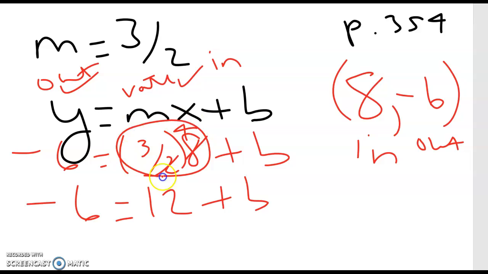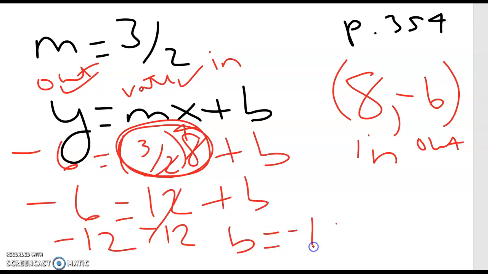Again, you can do this on a calculator if you're not super comfortable with fractions. Adding, to get rid of adding, I would subtract. And notice I get b equals negative 18, which is what I got when I did the chart backwards. It's just sometimes the chart going backwards isn't pretty. So my equation equals y equals fill in the blank.